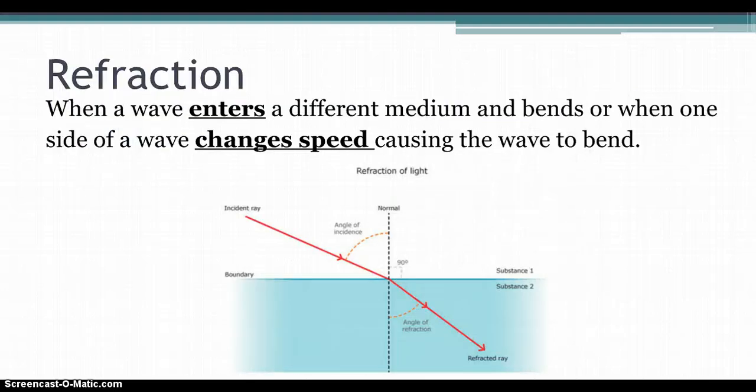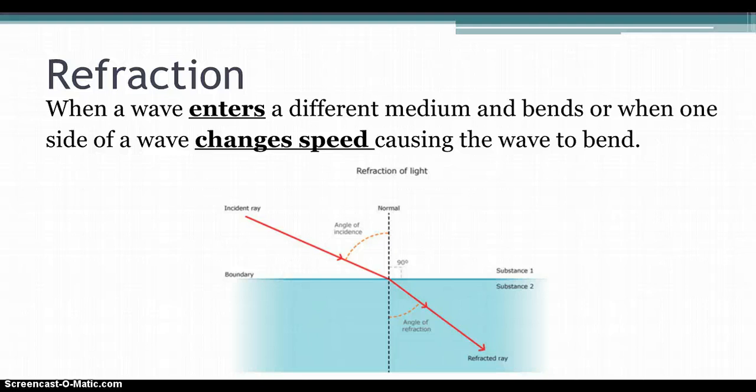Refraction is when an energy wave enters a different medium that it can travel through. And therefore, what happens is it actually bends. So the wave will not continue in the same angle, but it'll bend. And that is due to part of the energy wave changing speed.